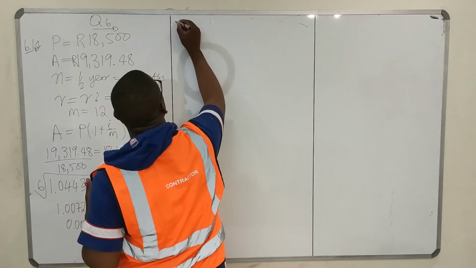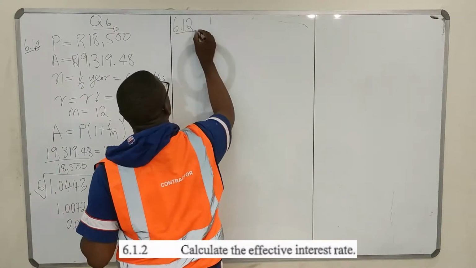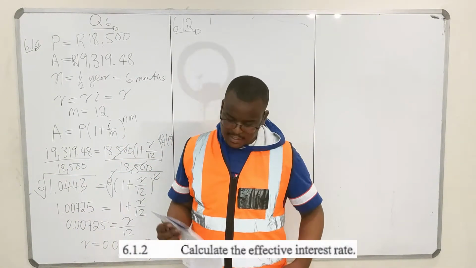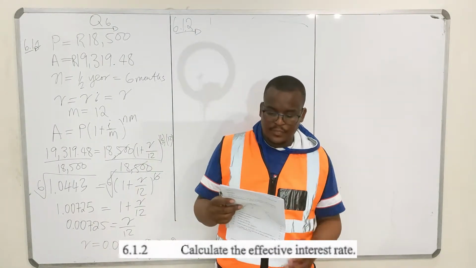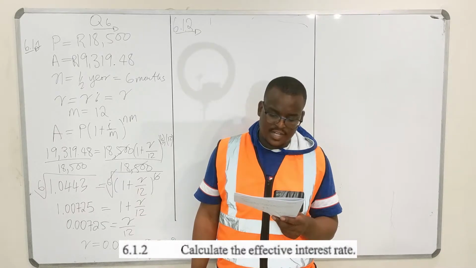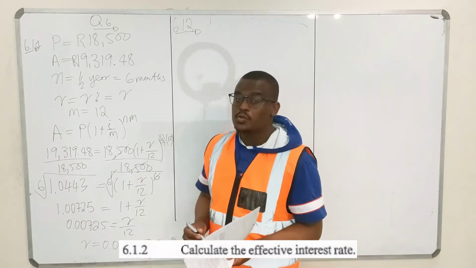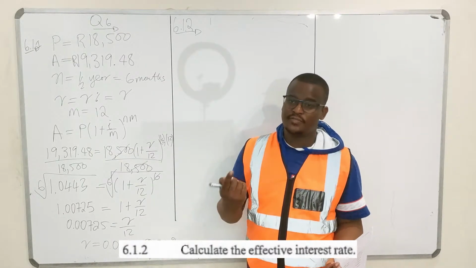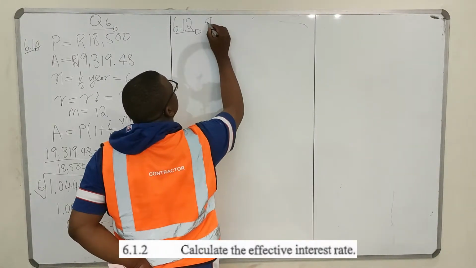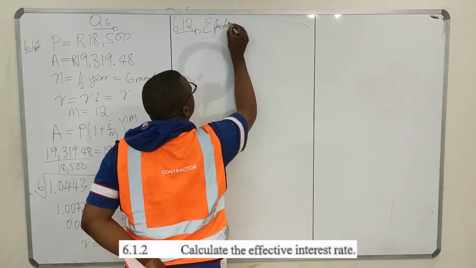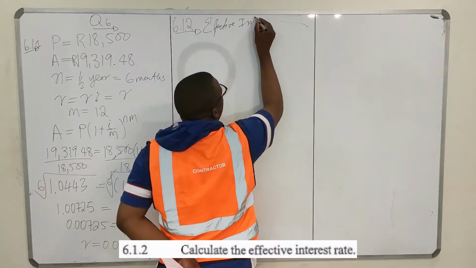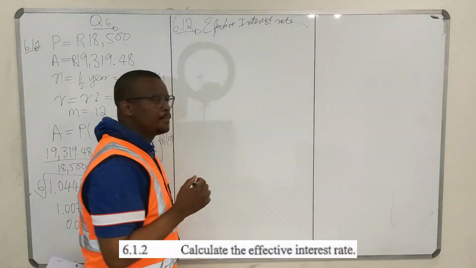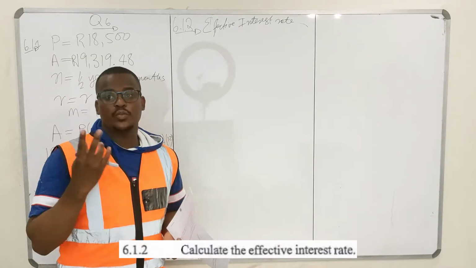So let's go to the next one. 6.1.2. What are they saying? They are saying now, 6.1.2, calculate the effective interest rate. So they want to calculate the effective interest rate. The ones that you deal with in Grade 12 are the effective interest rate and the nominal interest rate. So you deal with those two.